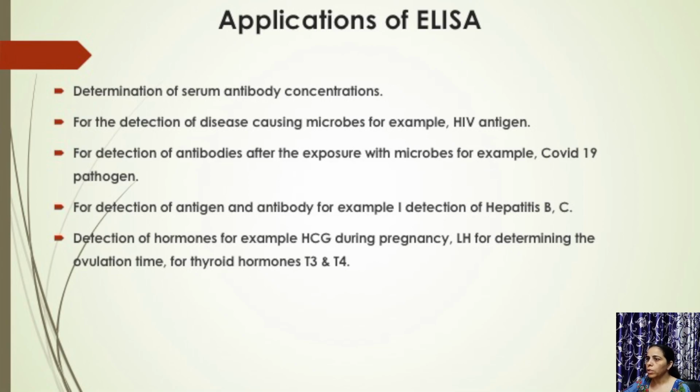We can find out the particular microbe, or we can say the HIV antigen is present in the serum. We can find out that the person has been exposed to a particular pathogenic microorganism, as we can do in the case of the COVID-19 pathogen. Or we can find out the antigen as well as the antibody. This is used for the detection of hepatitis B and C, and this ELISA is also used to find out the hormones like HCG during the pregnancy, or we can say that the pregnancy kits are based on the ELISA.